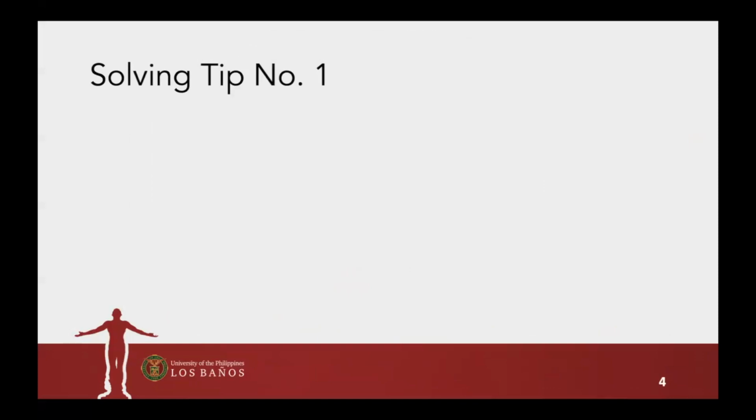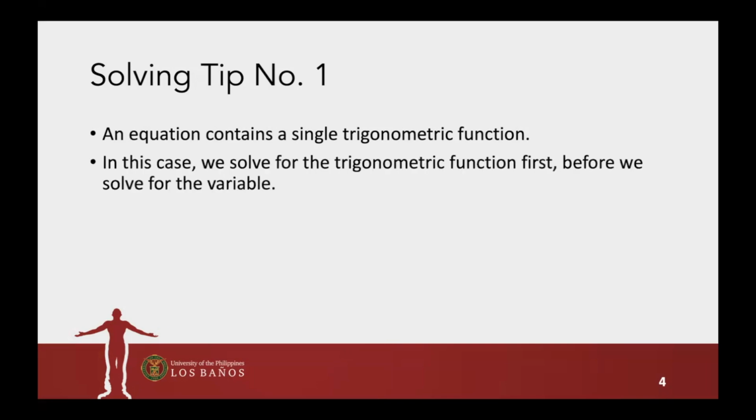So there are several ways on how we can solve trigonometric equations, and this is the first method, which we'll call solving tip number 1. We use this tip whenever we have an equation containing a single trigonometric function. In this case, we first solve for the trigonometric function before we solve for the variable.